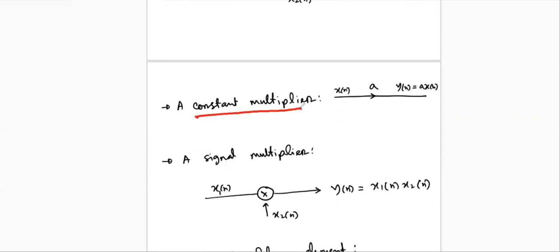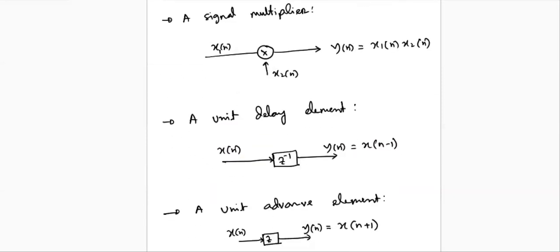This is a constant multiplier. This is the way we represent the constant multiplier, where y(n) equals a x(n). This is the signal multiplier. Signal multiplier means this is a variable. So x1(n) is your input and x2(n) is another input or another variable. Then we can represent it like this. So this is the symbol of the multiplier. This is for the variable multiplication.